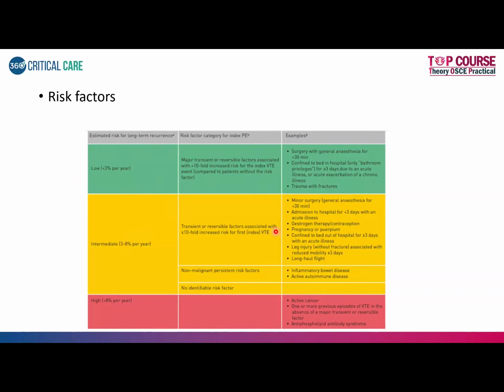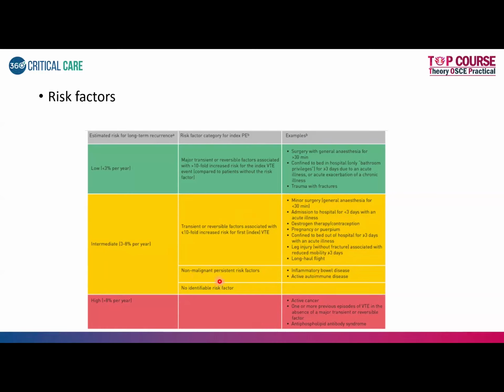Coming to intermediate risk, we can divide it into transient or reversible factors, non-malignant persistent risk factors, or no identifiable risk factor. The transient factors are minor surgery of less than 30 minutes, admission to hospital for less than 3 days with acute illness, estrogen therapy, pregnancy, confinement to hospital for more than or equal to 3 days with an acute illness, and leg injury. Leg injury is important: any leg injury associated with reduced mobility for more than or equal to 3 days. Please do not confuse it with trauma with fractures. And long haul flight, where the patient has taken a flight from New York to India.